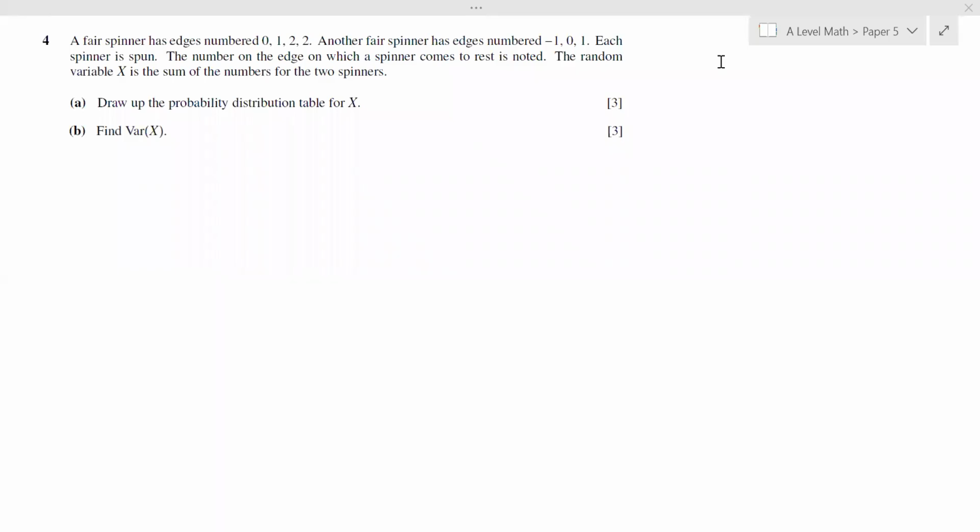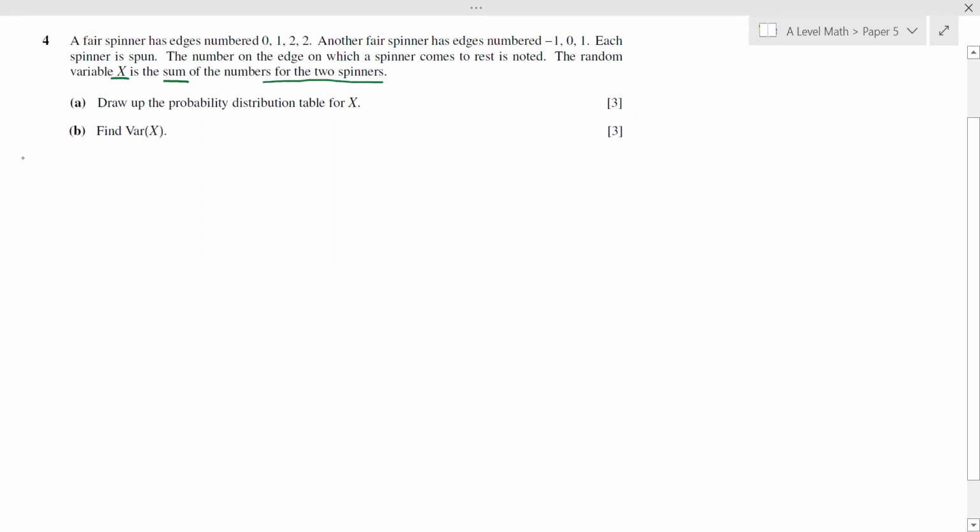A first spinner has edges numbered 0, 1, 2, and 2. Another spinner has edges numbered -1, 0, and 1. Each spinner is spun. The number on the edge is noted. We look at the random variable x. X is the sum of the numbers for the two spinners.